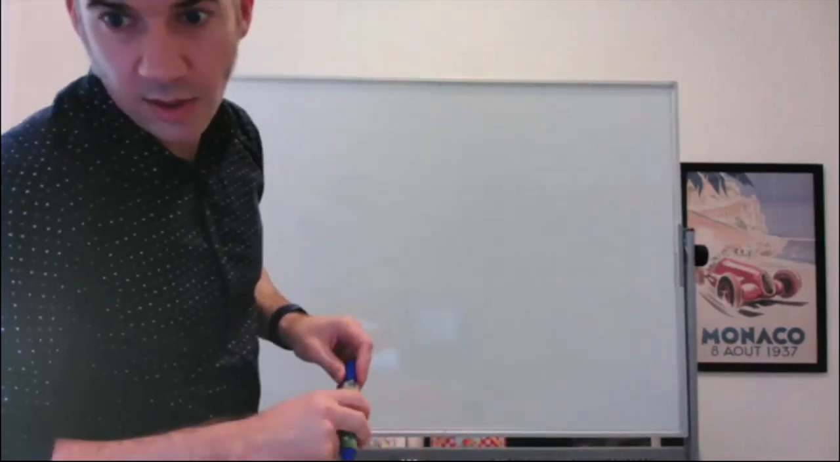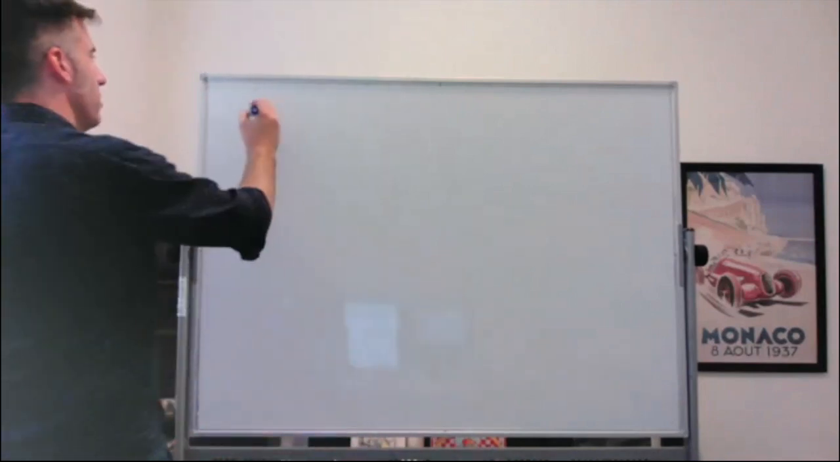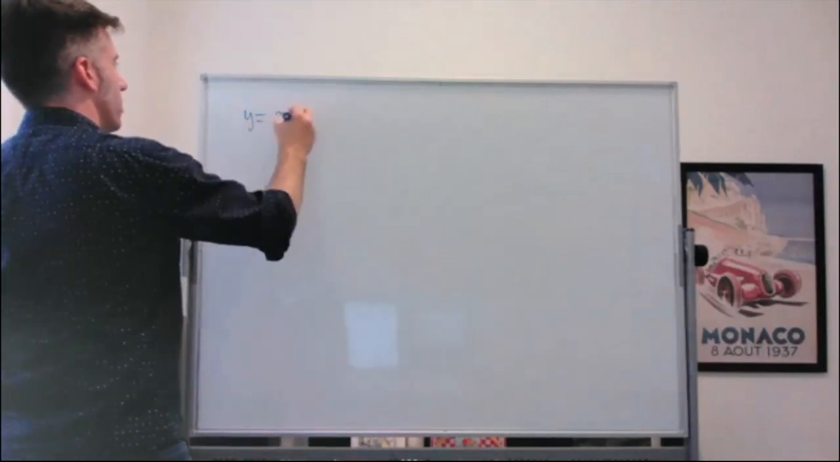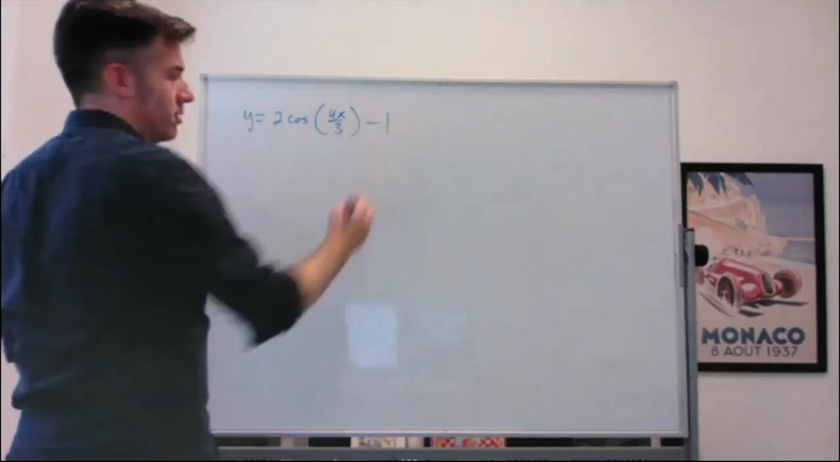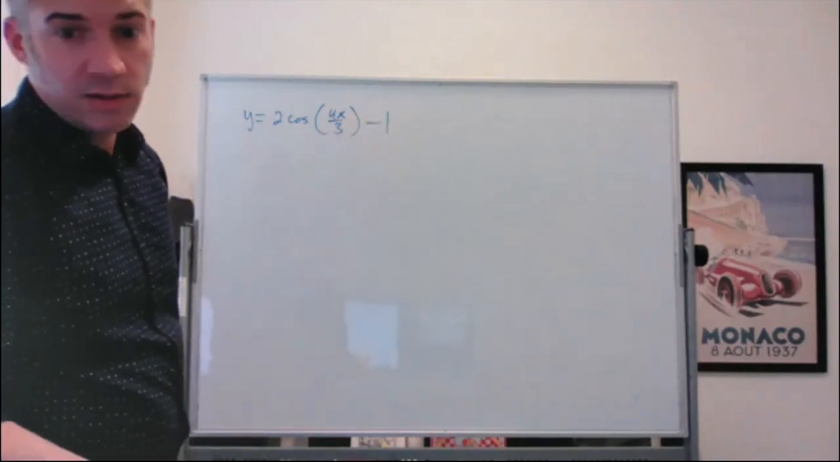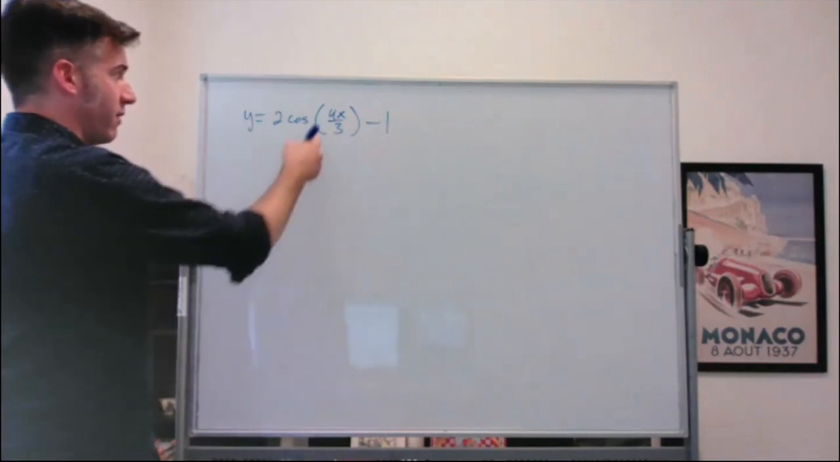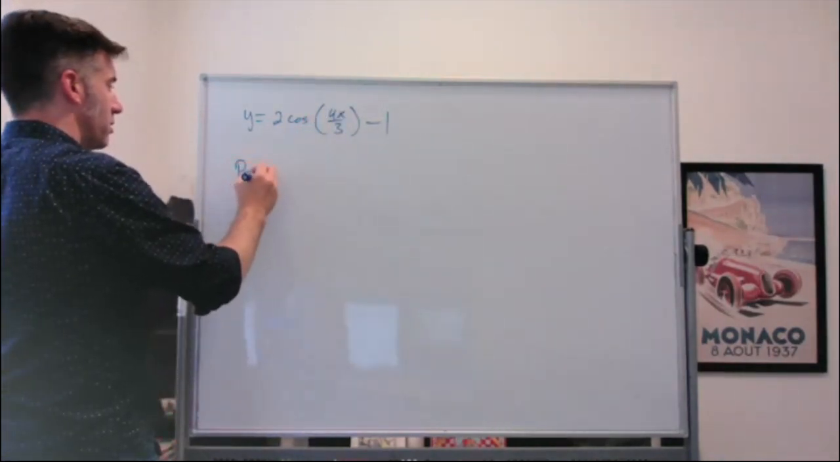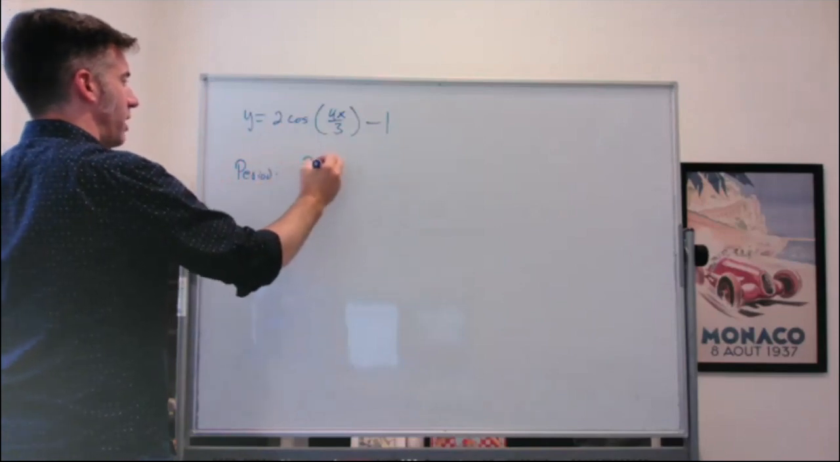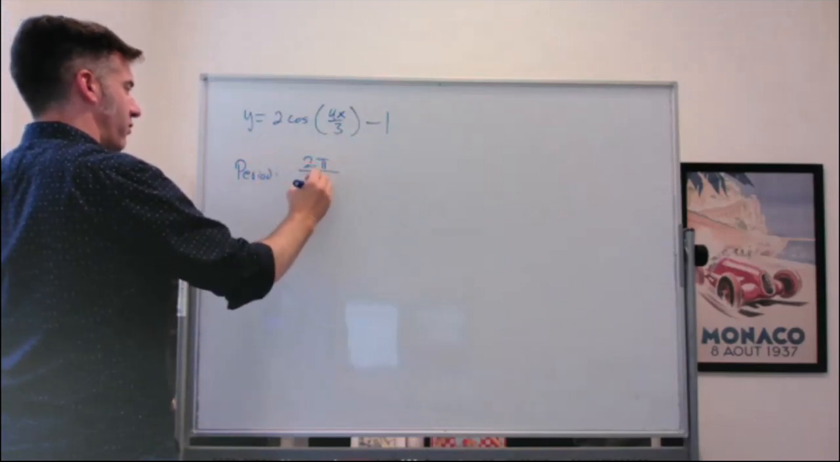So let's see, looking at graphing 2 cosine of 4x over 3 minus 1. And here it's important to recognize that the coefficient of x is 4/3. So the period is going to be 2 pi divided by that coefficient 4/3.